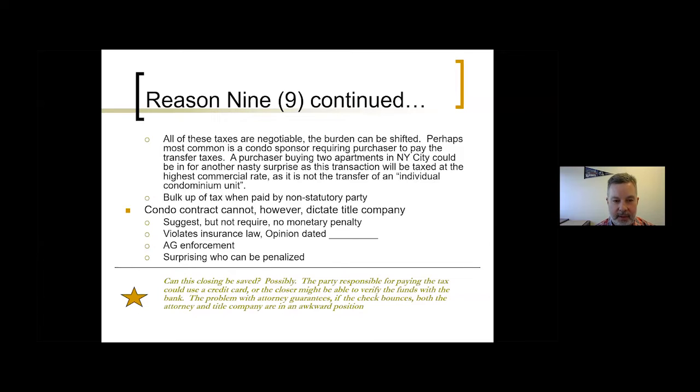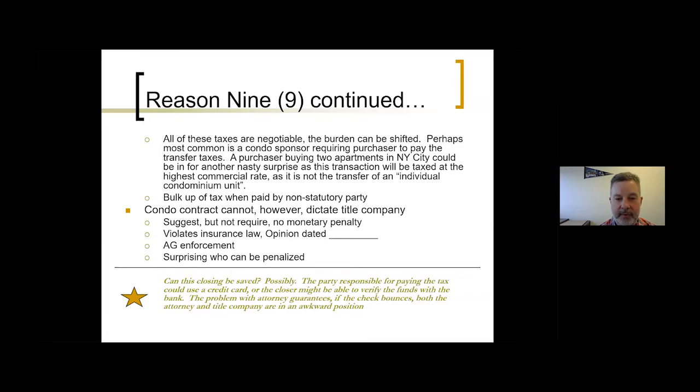Now, all of these transfer taxes are negotiable. They can shift the burden in the contract. The seller can have the buyer pay transfer tax in the contract, so just watch out for that. Usually that is the case when it's a New York City condo or a condo coming out of a sponsor. They almost always shift the burden onto the buyer to pay the transfer tax.